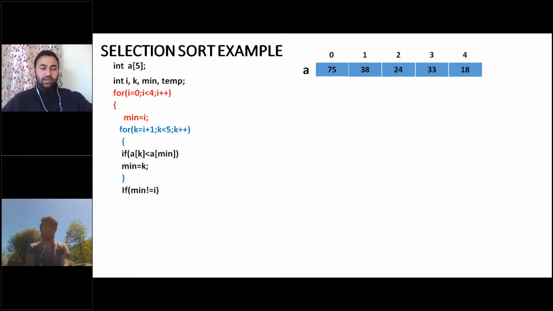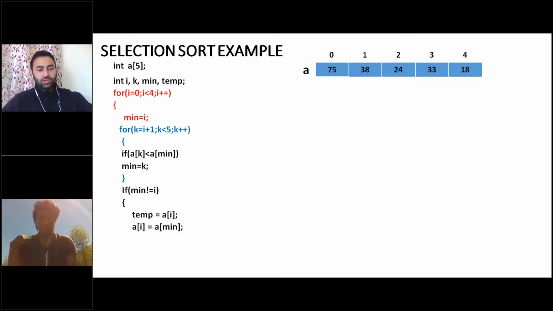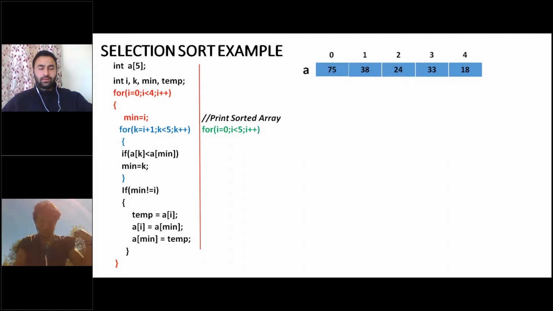Okay, so for swapping, if minimum is not equal to I, meaning initially you have assumed minimum is 0. If this value has been changed, meaning minimum has been changed, then you have to swap that minimum with the 0th location, otherwise it will remain there. So this is the logic for selection sort. And after this you will print the sorted array.